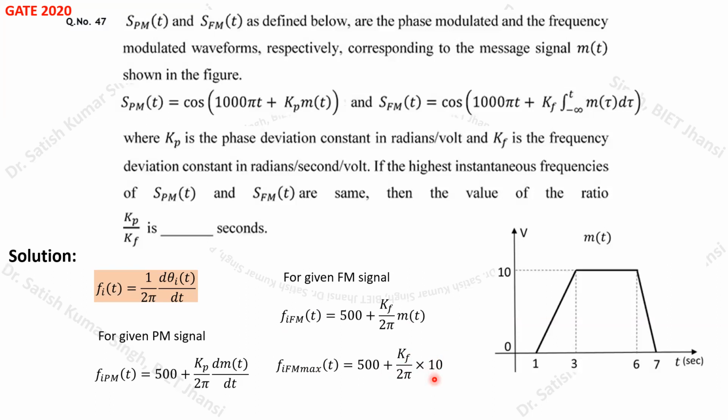Similarly, because we have to find the highest instantaneous frequency for the phase modulated signal, we have to get the maximum value of the derivative dm(t)/dt. So let's see what the maximum value of this derivative will be. We will first find the derivative of this particular waveform, so let's try to do that.